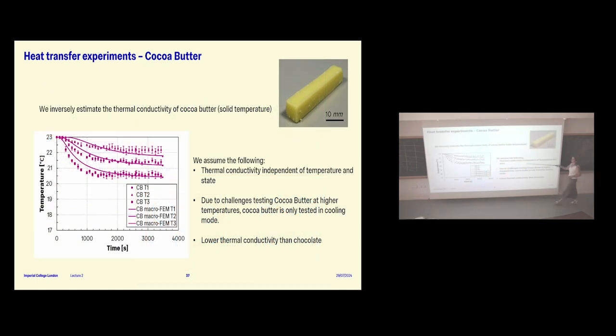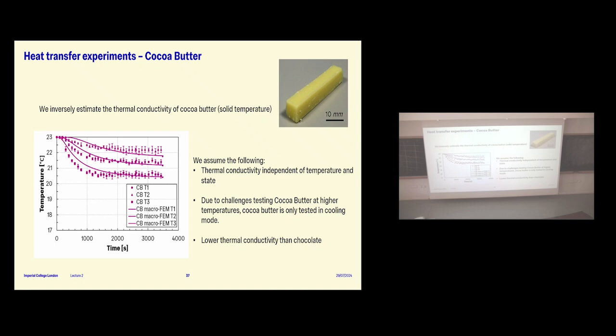So these are the results: the experiments and how we fitted the K such that the model and the experiment fit. So we can inversely calculate the thermal conductivity. And we saw that cocoa butter also has a lower thermal conductivity than chocolate, not just a higher specific heat, but a lower conductivity. So basically, by putting the pores in there, it's much more difficult to make heat flow through the chocolate and melt.